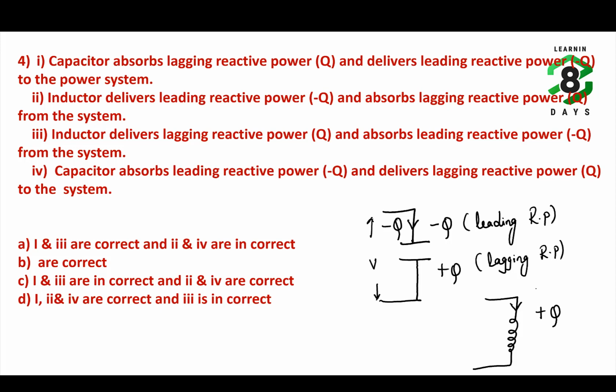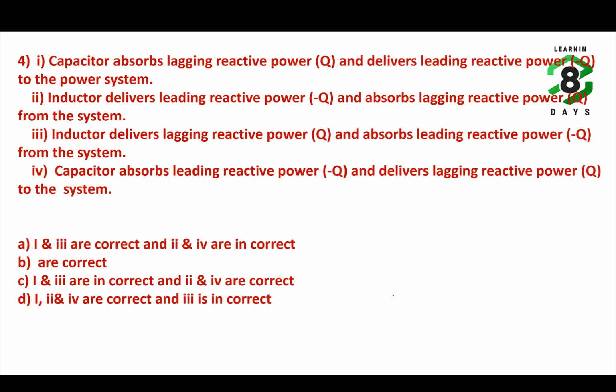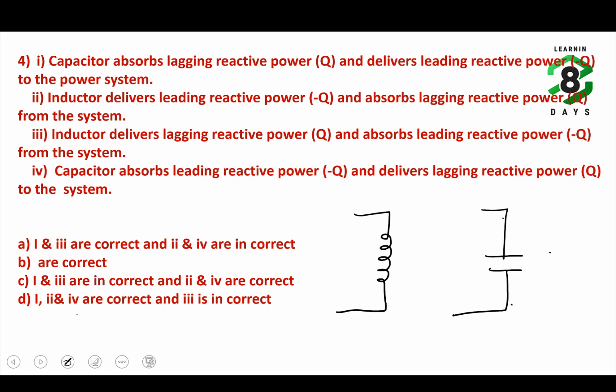So if you understand this basic concept, how do we actually treat it in power system analysis? In power system analysis, we treat inductor as an element that absorbs plus Q, and capacitor as an element that supplies plus Q. That means inductor absorbs lagging reactive power, capacitor supplies lagging reactive power. This convention is usually used in power system analysis. So considering this, what is the right option?